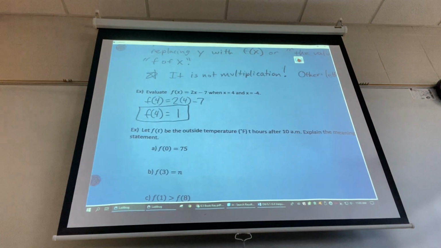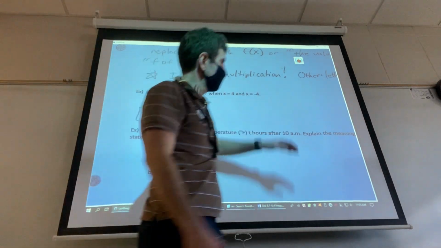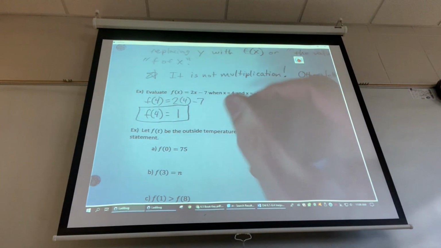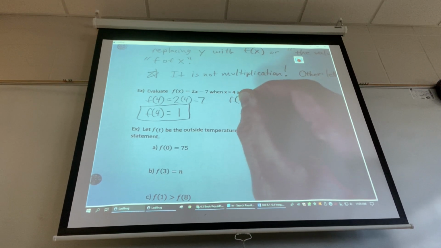It says negative 4, not 4. It's 4 and negative 4. Oh yeah, we've got both up there. Yep, they want us to do both. Okay, so that's the one. Now let's find the function's value when x is negative 4.